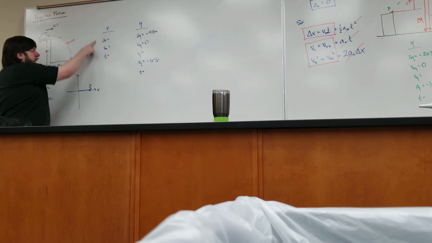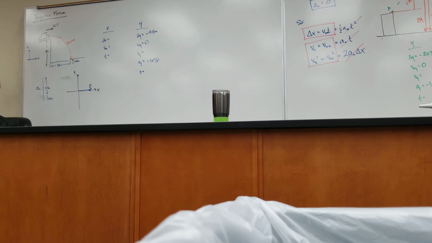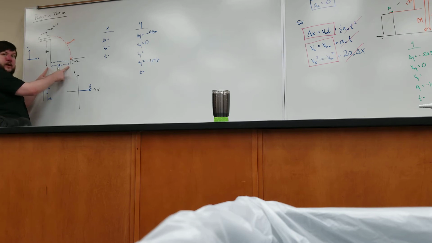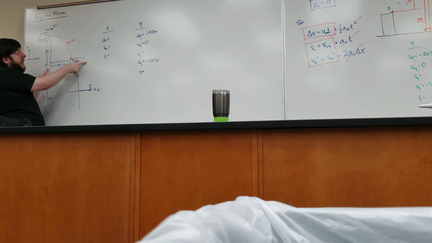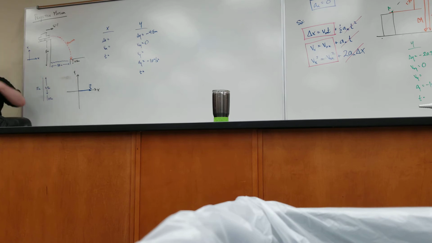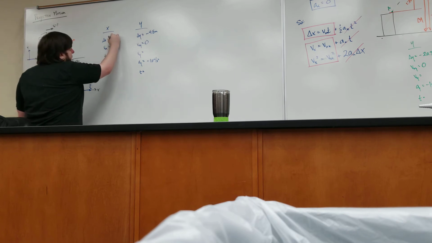What do we know in the x direction? The displacement in the x direction is what? 10 meters. Yeah, you want it to be 10 meters, right? If it's less than 10 meters, you're going to hit the water. If it's more than 10 meters, then you've traveled farther than the minimum safe distance. So the minimum safe distance is going to be 10 meters.